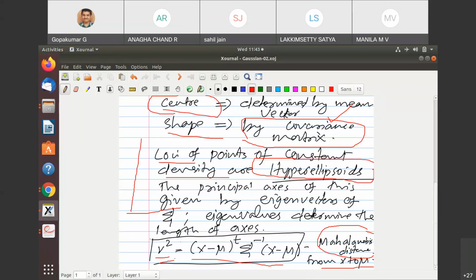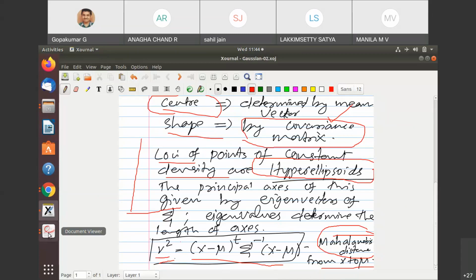Suppose the mean vector can be calculated from the given values, and suppose we are given a new feature vector. Then you can find the distance of the given feature vector x to the mean vector mu. That way we can calculate where the current feature vector lies with respect to the mean vector. That is one interesting measure defined in this context.